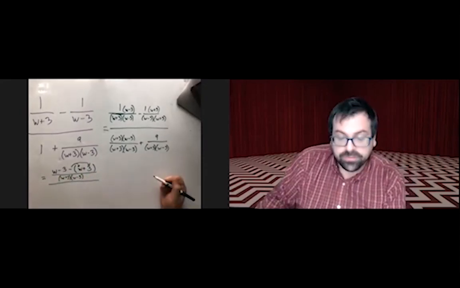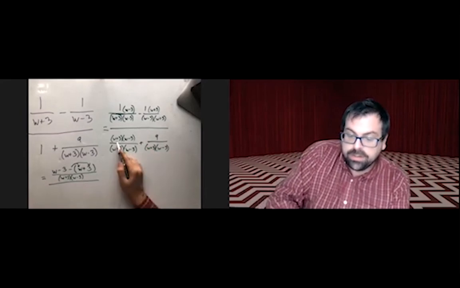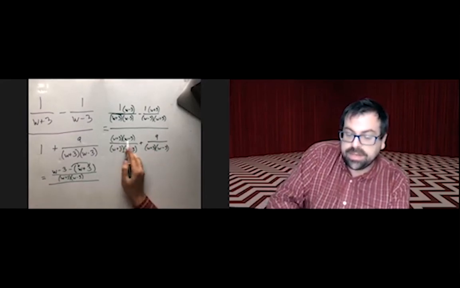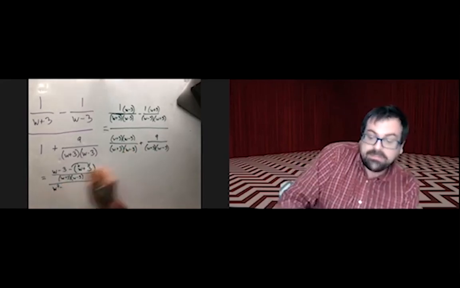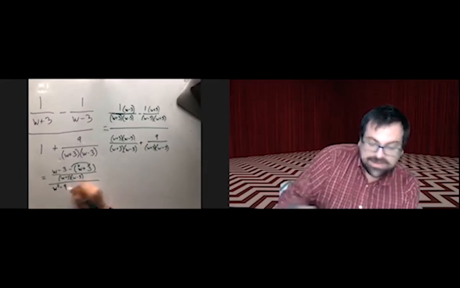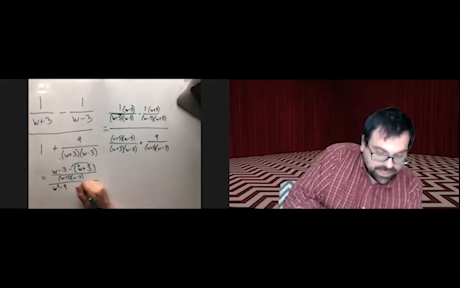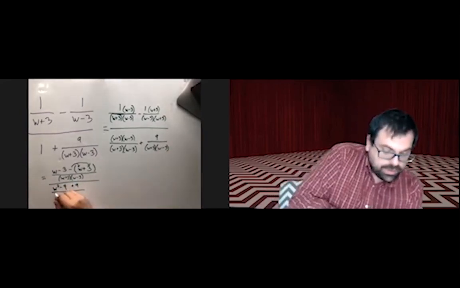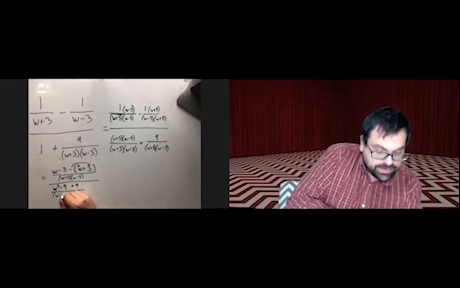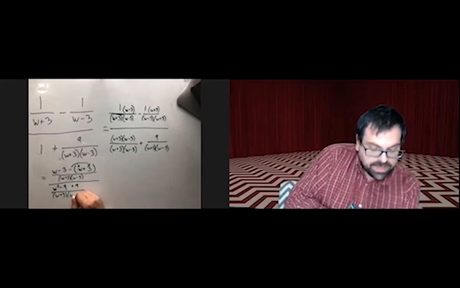And this is all over. Here, w plus 3 times w minus 3, that's a difference of squares. W squared minus 9, plus 9, all over w plus 3 times w minus 3.